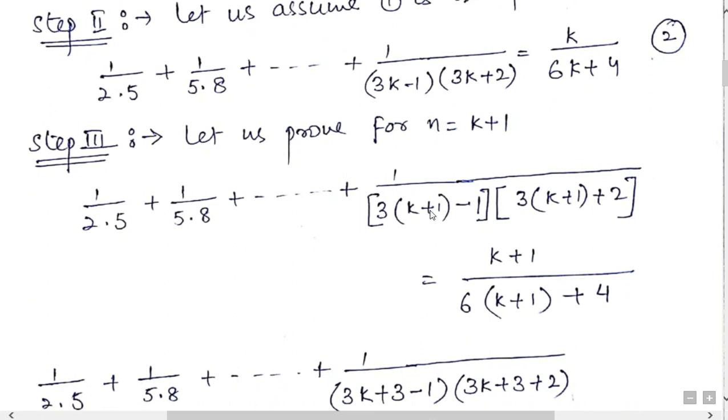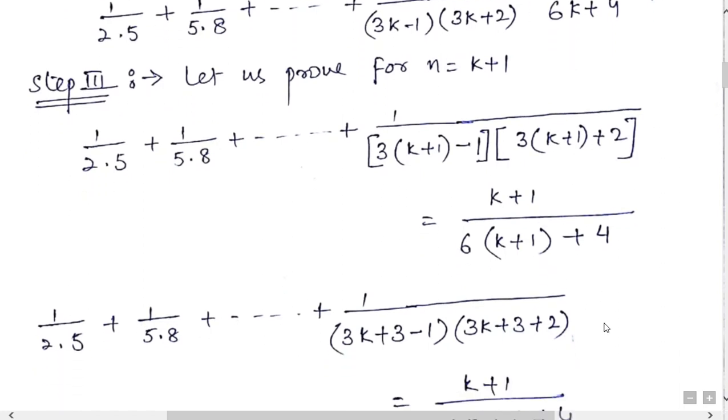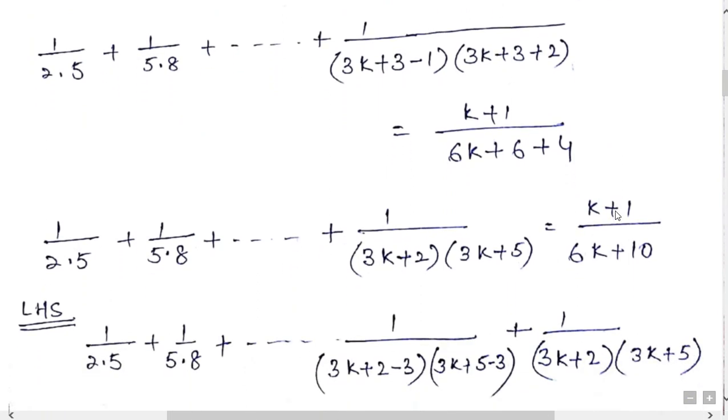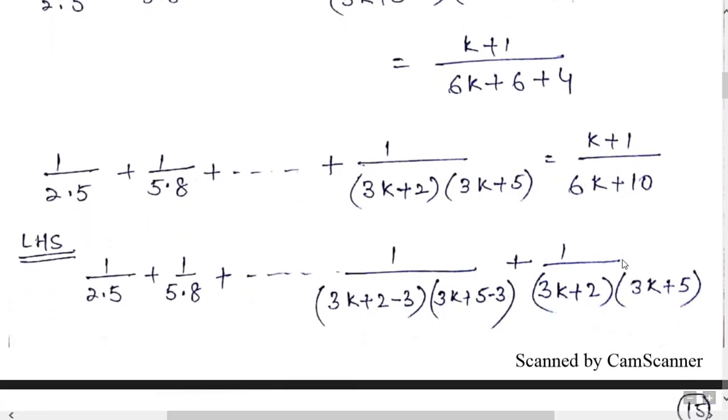You can write 3 into k plus 1 minus 1, 3 into k plus 1 plus 2 on the right hand side, in numerator k plus 1, and in denominator 6 into k plus 1 plus 4. And this statement will be 3k plus 3 minus 1 and 3k plus 3 plus 2. Here you can write 6k plus 6 plus 4. And the statement will be 3k plus 2, 3k plus 5, k plus 1 and 6k plus 10. Okay. Now you have to prove this equation. Try to solve the equation or minimize the equation so that you can handle the problem clearly.